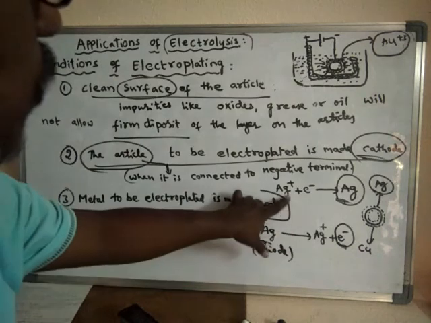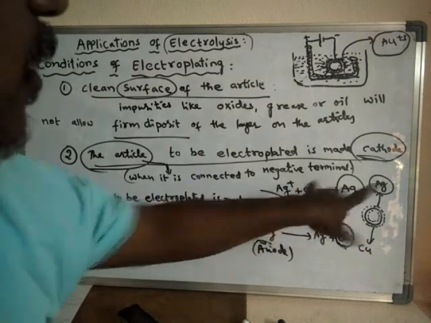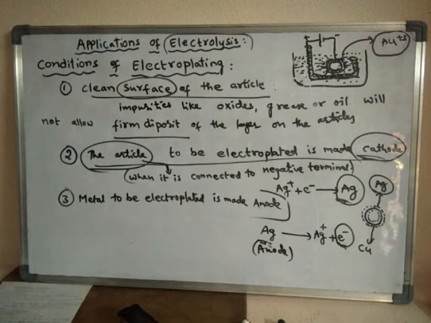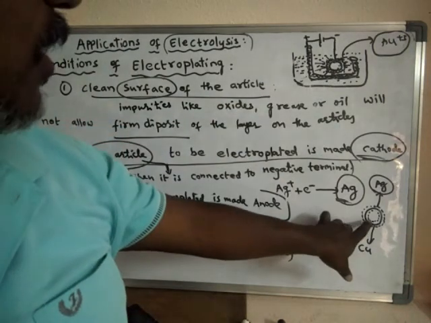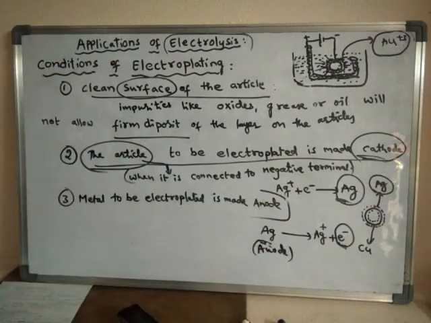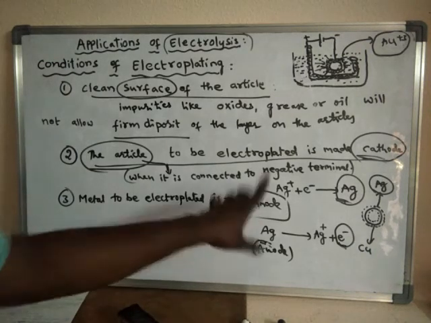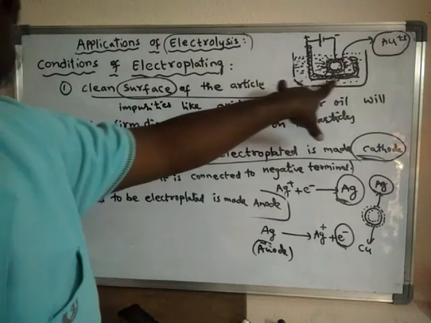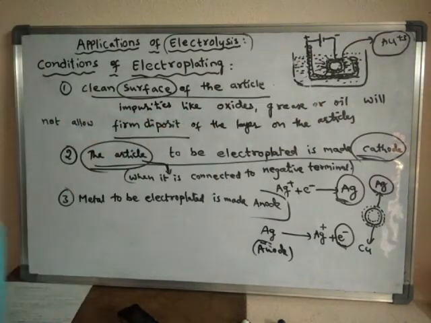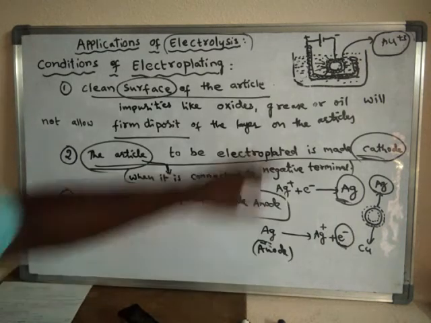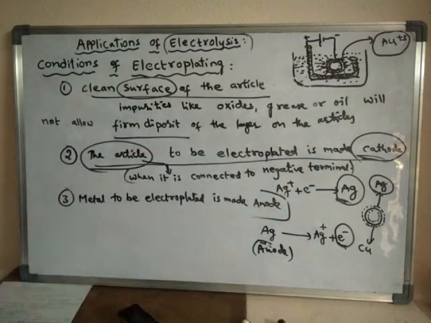So after moving towards the cathode, what happens? These metal ions are discharged. After they are attracted by the cathode, they are discharged into neutral metal atoms, and they deposit on the cathodic article. So here the silver is deposited on the cathodic article. From this it is understood that the third condition is that the metal to be electroplated is made into the anode. So this metal is nothing but the superior metal. The anode is made up of superior metal, whereas the cathode is made up of base metal.